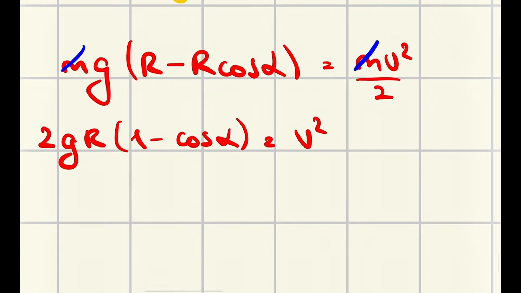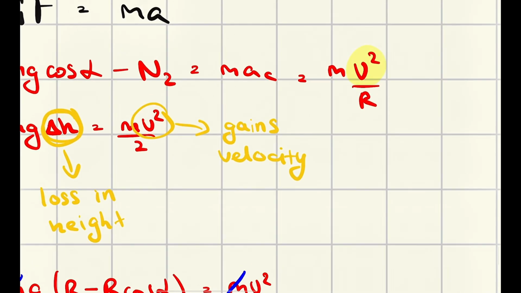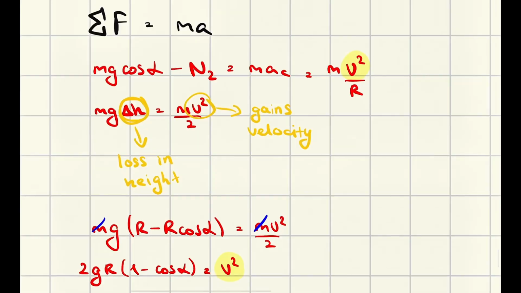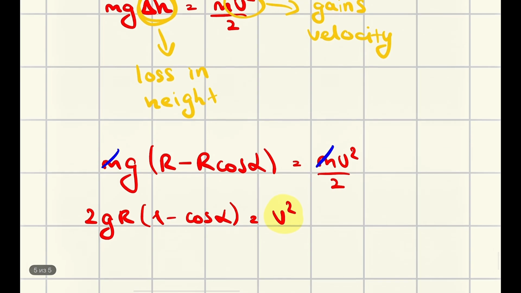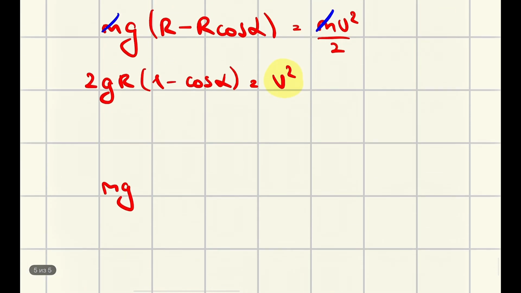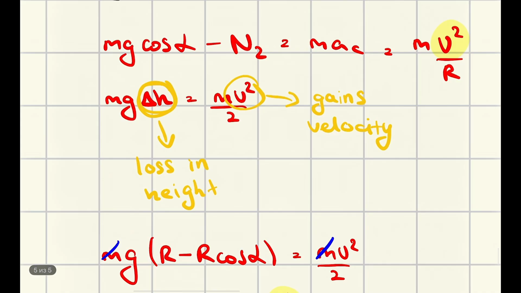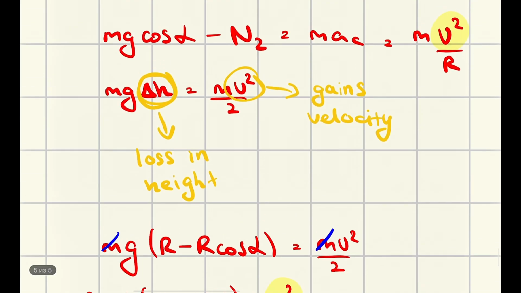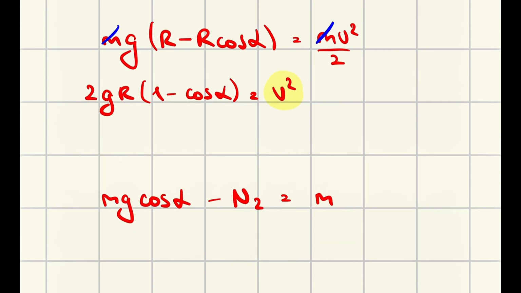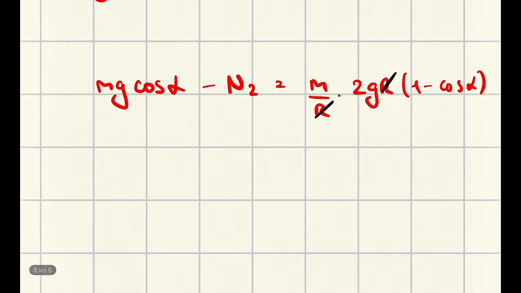Okay, so I will not try to find v itself. v squared is enough for me. Why? Because I can put it right here. We have also v squared. Let's write it something like this. mg, and delta H, no, mg cosine alpha. I'm sorry, mg cosine alpha. We are looking at this thing, minus N2 equals what? mv squared divided by r, but m divided by r, v squared is this thing, 2gr, 1 minus cosine alpha. And right now we can just take these r's off. That's how we have something like this.